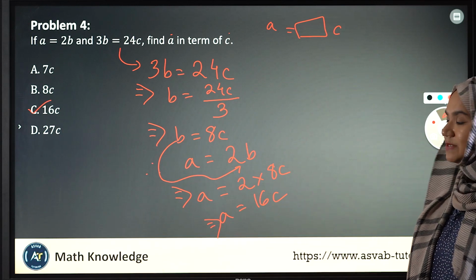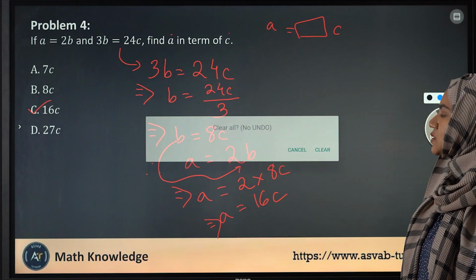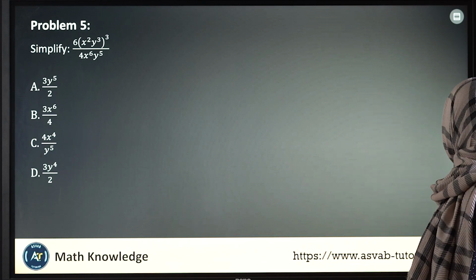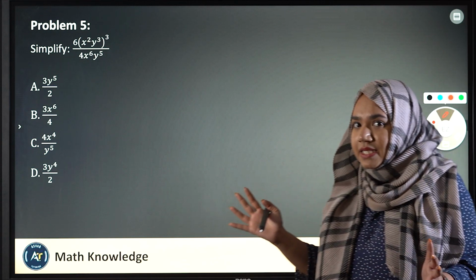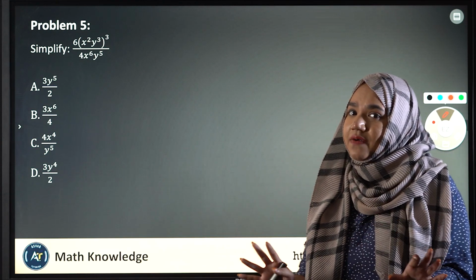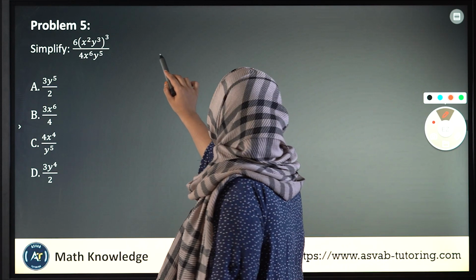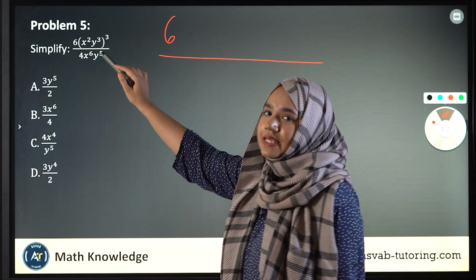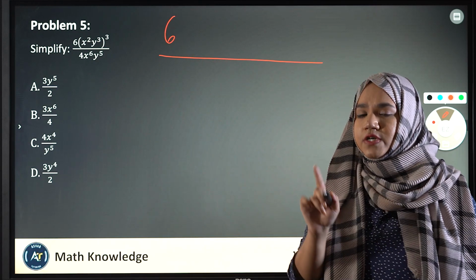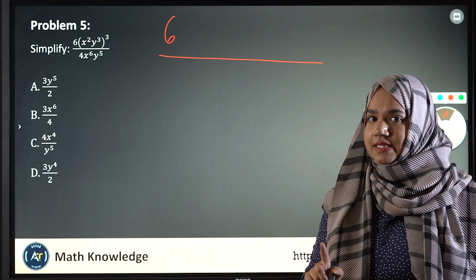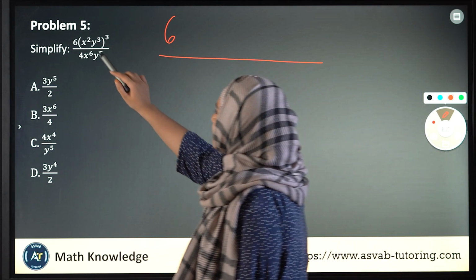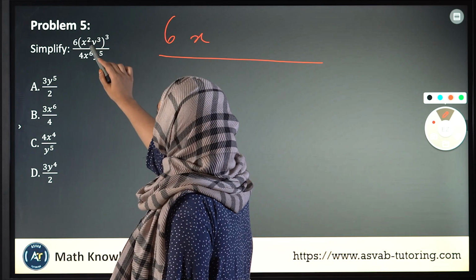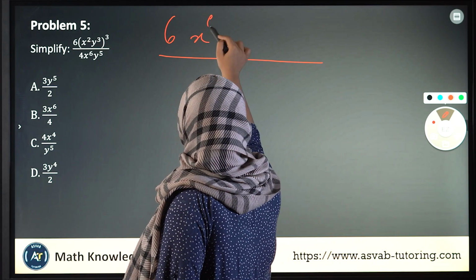So far, so good. Let's move on to the next question. Let's look at problem number 5. Here, we have something that probably looks complicated at first glance, but trust me, it's very simple. So we have a little bit of a simplification here. We have 6. We have a parentheses and then there's a cube. So first of all, what we do is we break the parentheses, okay? So to do that, we have x squared here and then we have a cubed here. So directly we can write 2 times 3 as 6 on top, okay?